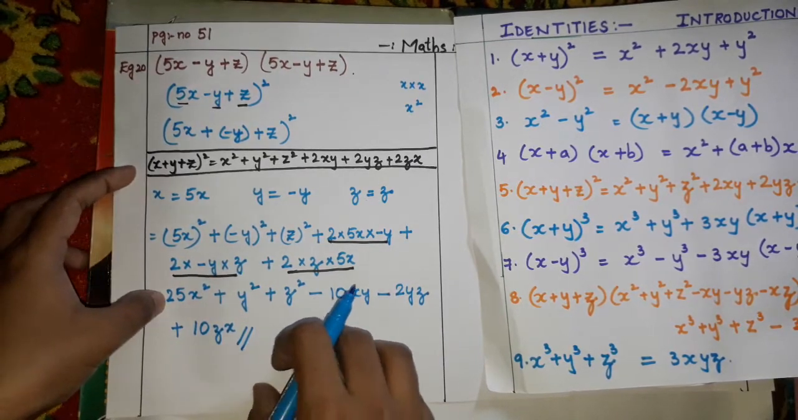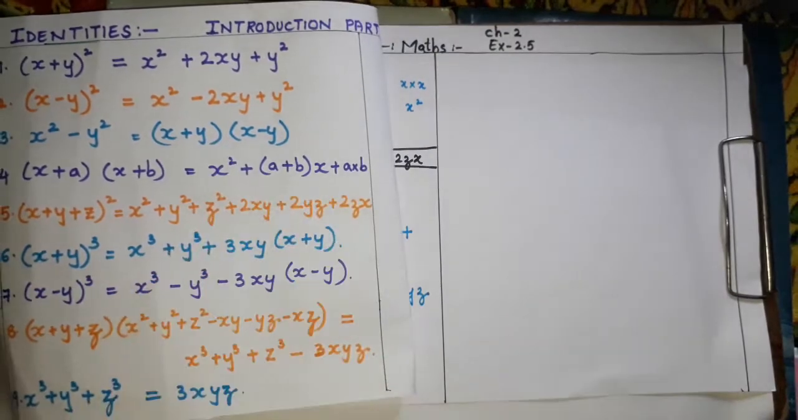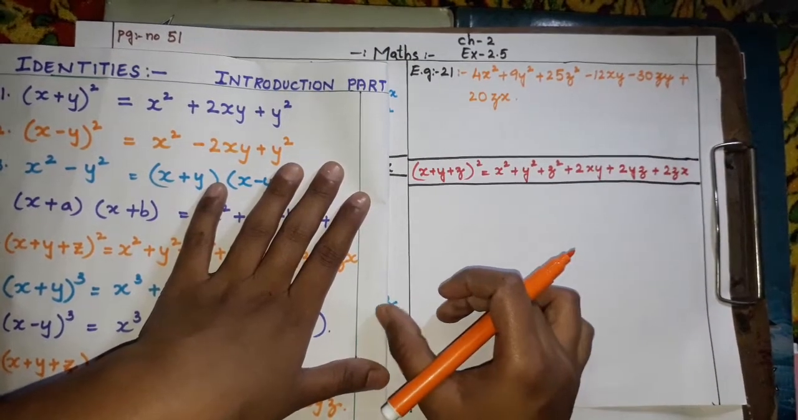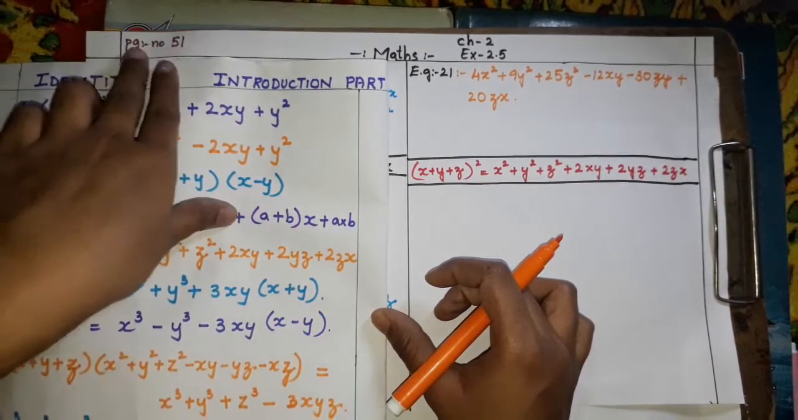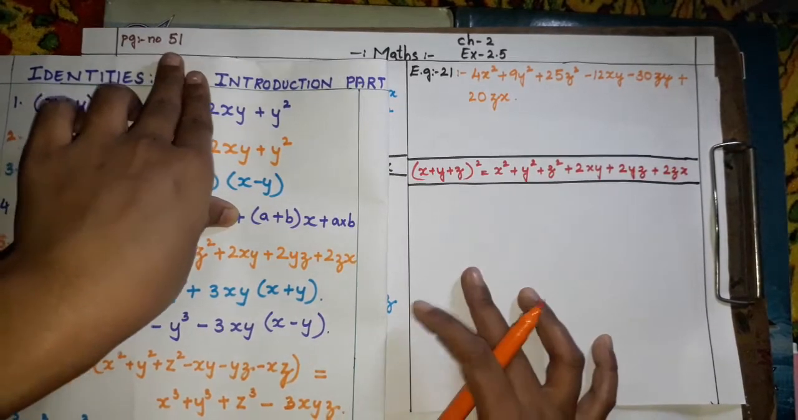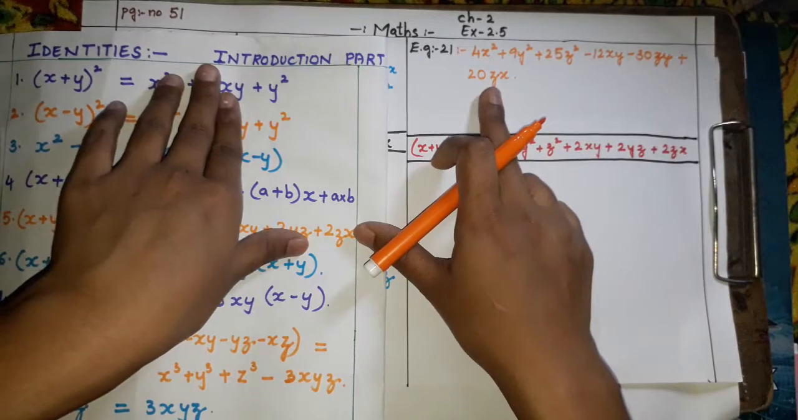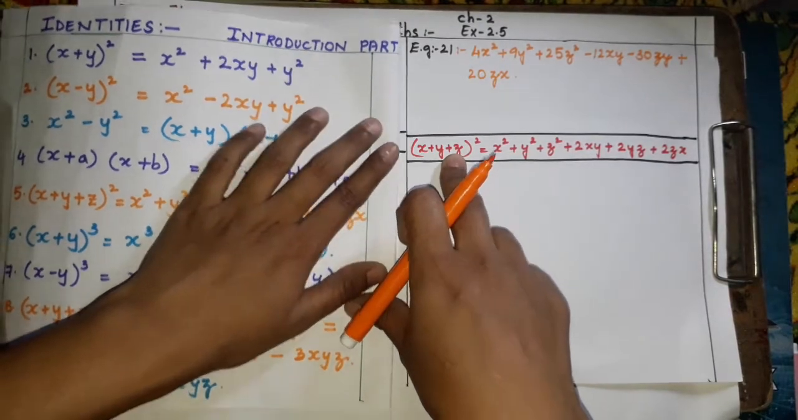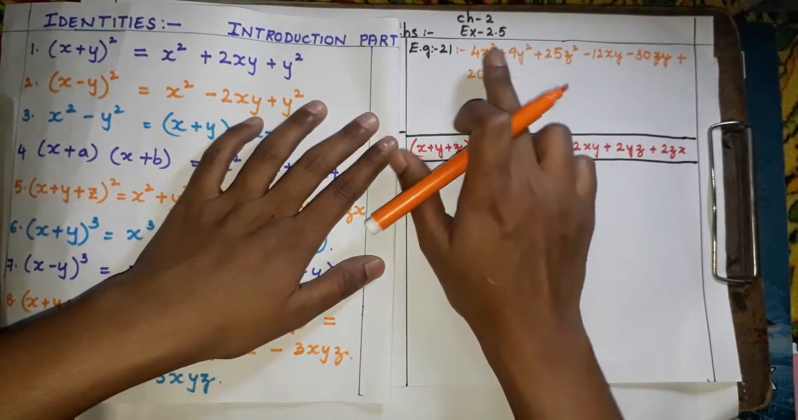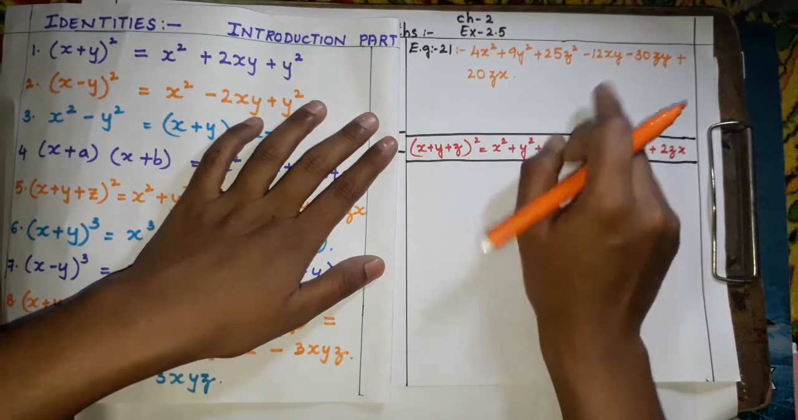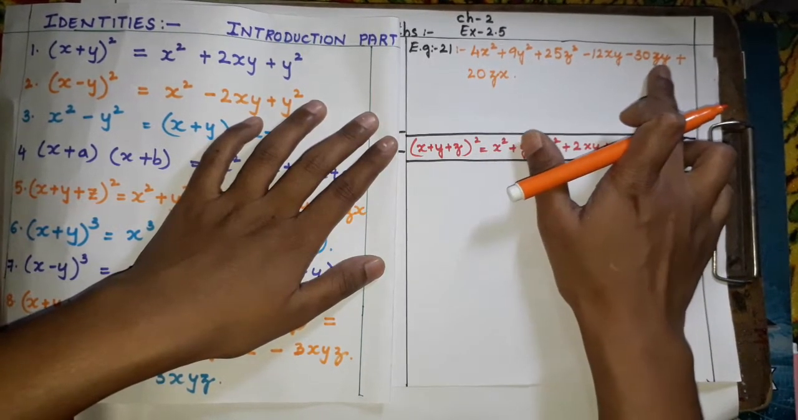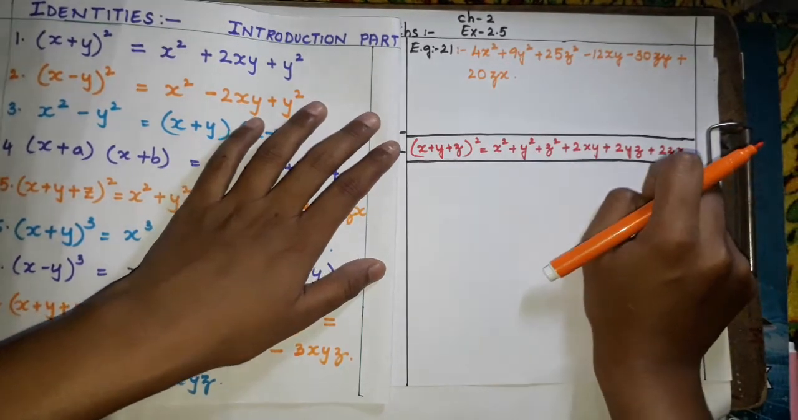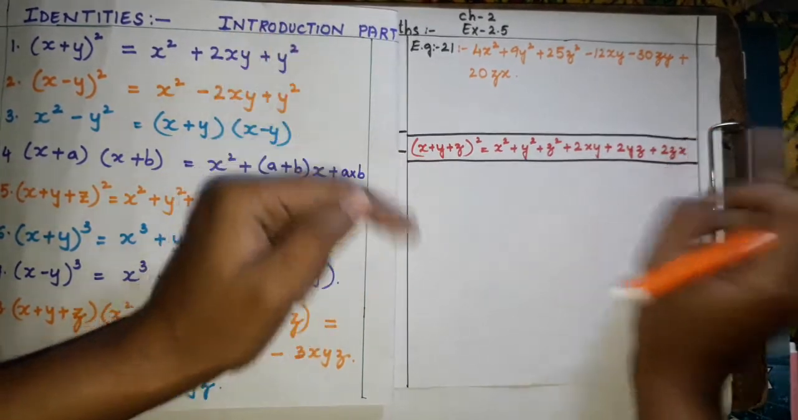Now moving to our next question children, that is example 21. It is on page number 51. Now this question is also related to our identity 5. How did we get this? Because see here, the first term, second term and third term, all three are squares. And they have given the variables xy, zy or yz, both are the same, then zx. You can say xz or zx, both are the same children.